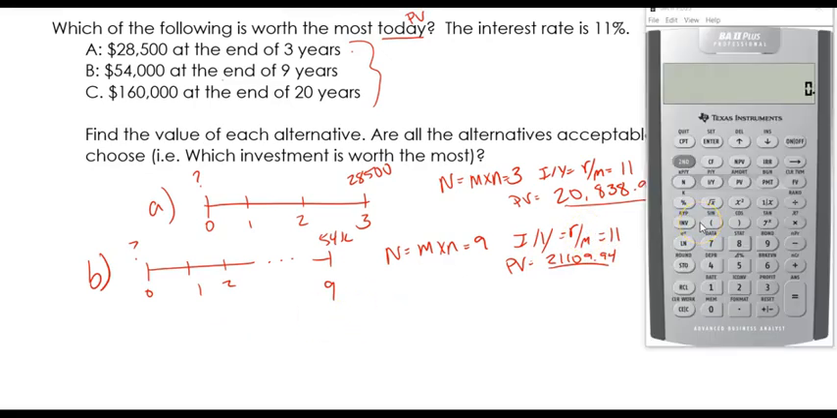Let me show you exactly how I did that. I had 9 years, 11%, nothing else received, and $54,000 in the end of the 9th year. Compute present value, $21,109.94.